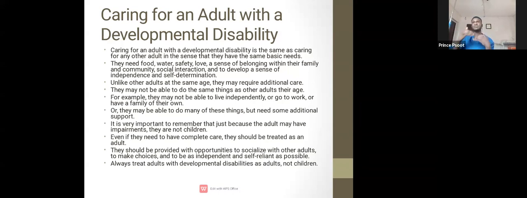So they should be provided with the support they need and helped to interact with other adults like themselves, to make choices for themselves, and to be as independent and self-reliant as possible. Always treat adults with developmental disabilities as adults, not children. That is clear cut. This should be highlighted: always treat adults with developmental disabilities as adults. Respect their dignity, their self-esteem. None of this should be displaced because they are not children.